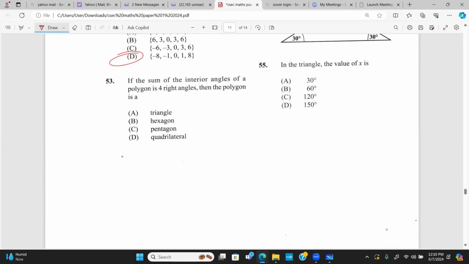All right. If the sum of the interior angles of a polygon is 4 right angles, then the polygon is what? Okay. So if the sum is 4 right angles, then I'm looking for a 4-sided figure. It's a quadrilateral. All of these are out.